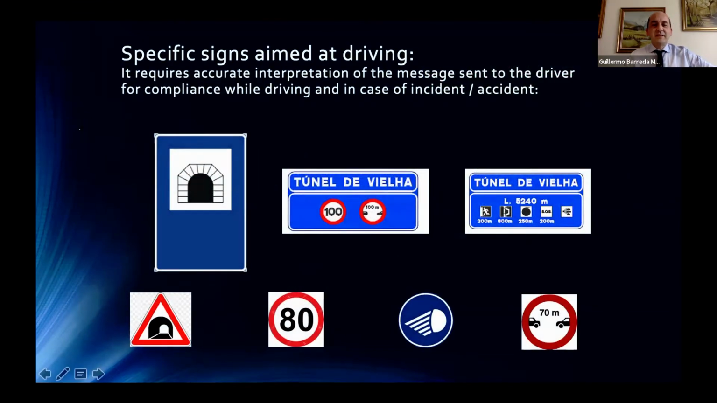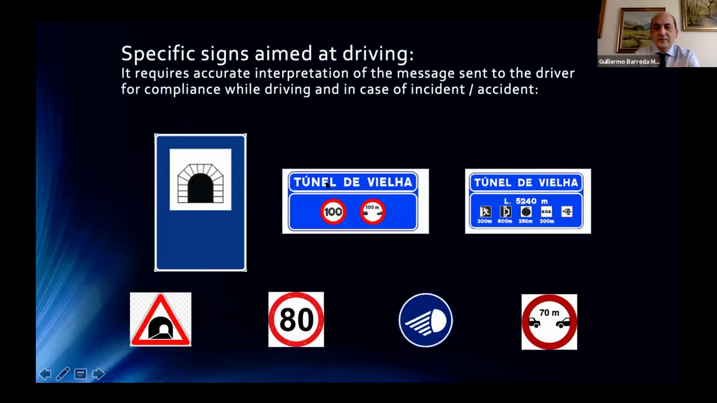Specific signs aimed at driving require, as I said before, accurate interpretation of the message sent to the driver for compliance while driving and in case of incident or accidents. As we can see here, there are some examples of specific signs for tunnels. This is the first one at the entrance of the tunnel. This means that we are going to enter a tunnel.